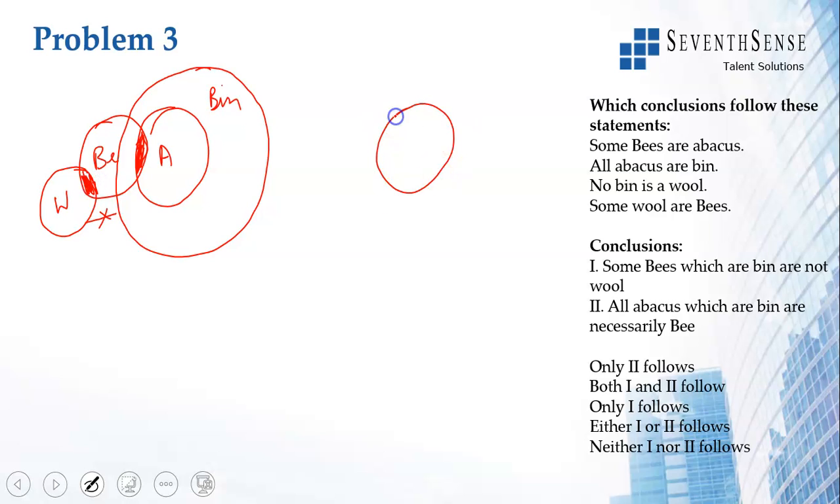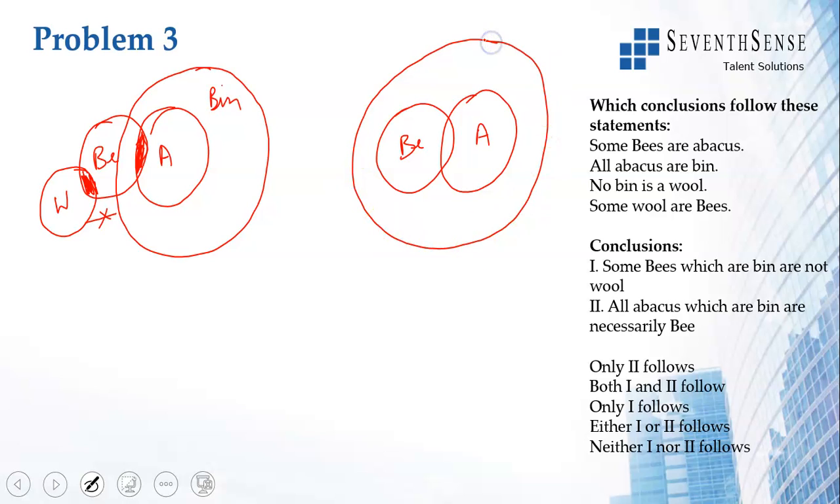So some bees are abacus. Can I draw this bin this way? Because all abacus are bins, then I can't do some wool are bees. If I do some wool are bees like this, then I contradict the statement no bin is a wool. I can't do that, because then this would be wool.